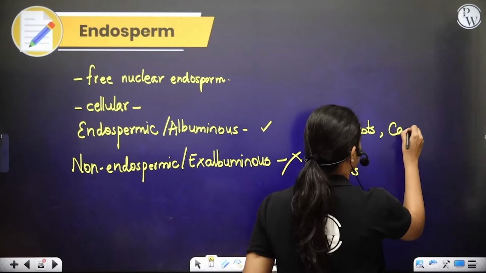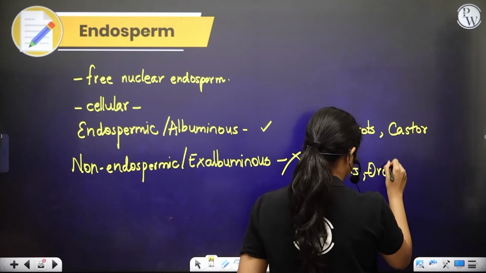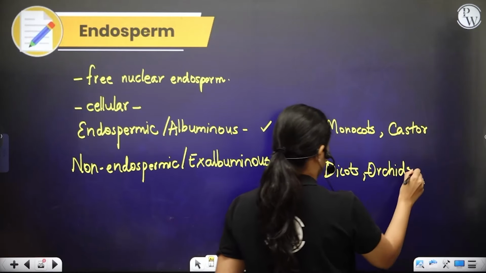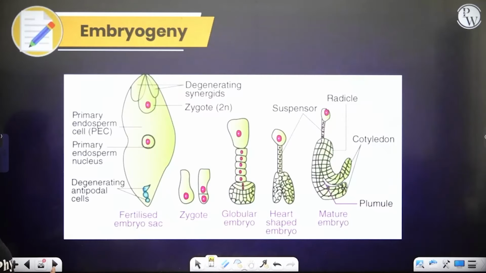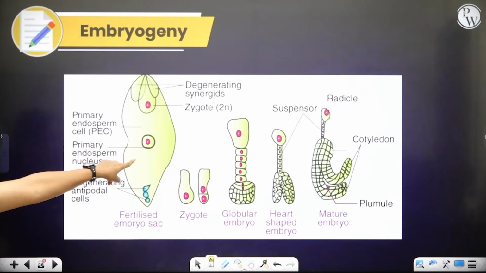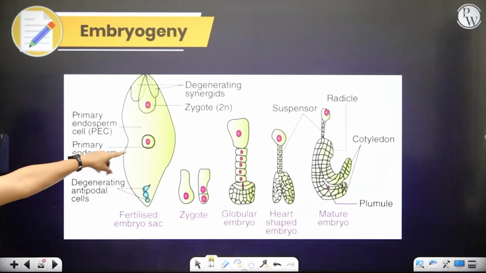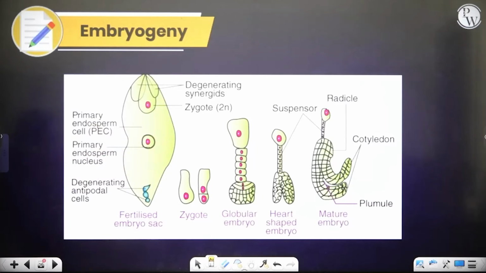For example, castor is a dicot plant that has endosperm. Orchids are monocot plants whose seeds lack endosperm. So these are some examples. That's about the endosperm. Now let's talk about the embryo. Embryogeny is the process of development of the embryo. Over here you have the primary endosperm nucleus, PEN, that I said, this will develop into the endosperm, and the zygote will develop into the embryo.